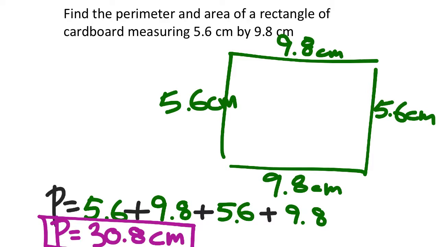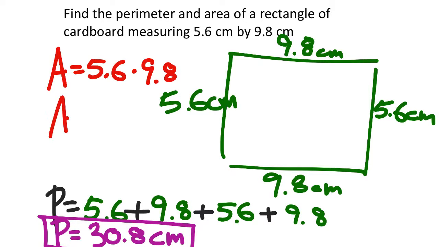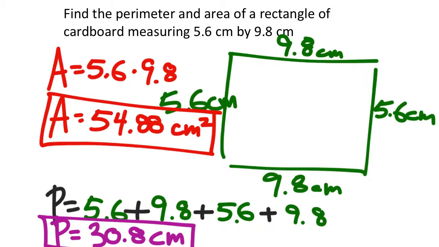It's pretty good. But we also need the area. Well, area is length times width, so you just take 5.6 times 9.8. And again, I'll put that in the calculator. 5.6 times 9.8, which equals, on the calculator, 54.88. But again, don't forget your label, and this one is in square centimeters. So there's our 2 answers.